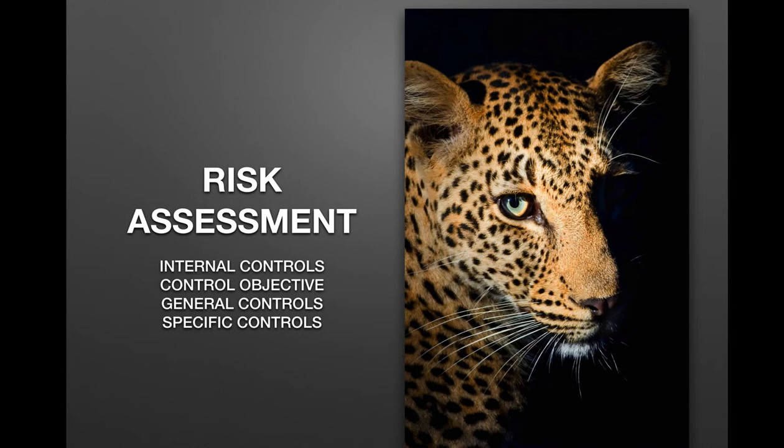So next, my very favorite topic, risk assessment. So if you see, in risk assessment, you have internal controls, control objectives, general controls, and specific controls. Now again, I'm going to go back to the SOX example. Me being an internal auditor myself, I can relate to this very closely. So if you go to see, normally in companies we have a set of control objectives.